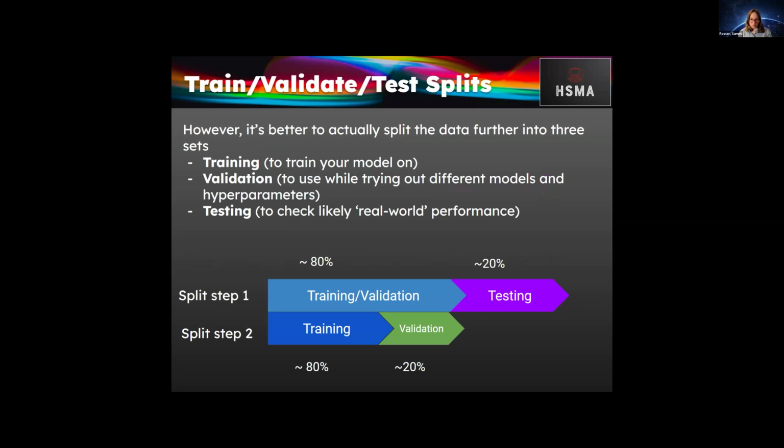However, we've said a few times it's actually better to split this data further into 3 data sets. We've got our training data set, we've got our validation data set, which we're going to use when we're trying out different models and hyperparameters, and we're going to have our testing data set, which is what we're going to use to check the likely real world performance. And we keep that separate until the very end, until we've done all our hyperparameter optimization, all our feature selection, all our feature engineering, all the stuff we talk about today. This testing data set, you should not touch that until you're finished with your model effectively.